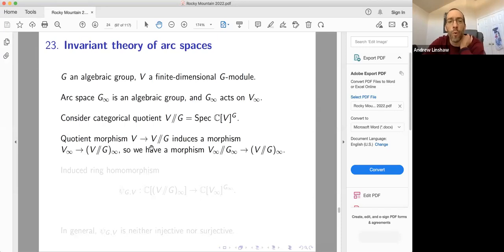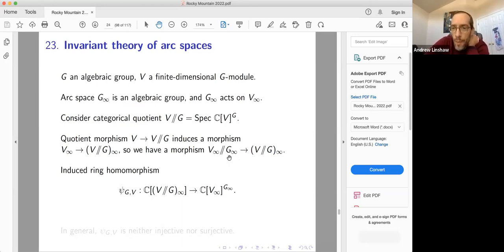And there's a quotient morphism from V to V mod mod G, which is just dual to the embedding of this C[V]^G in the ring C[V]. This induces a morphism of arc spaces, V infinity to (V mod mod G) infinity. And so there's an induced morphism, V infinity mod mod G infinity to (V mod mod G) infinity. So what this means is that V infinity mod mod G infinity means spec of the ring of G infinity invariant functions on V infinity. So that's what this is over here.